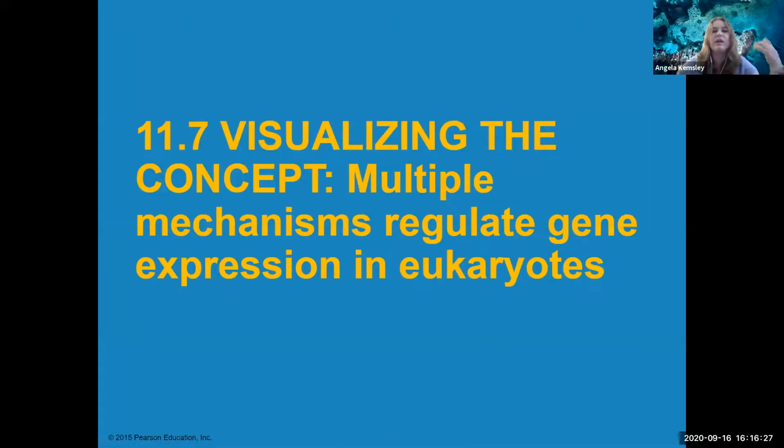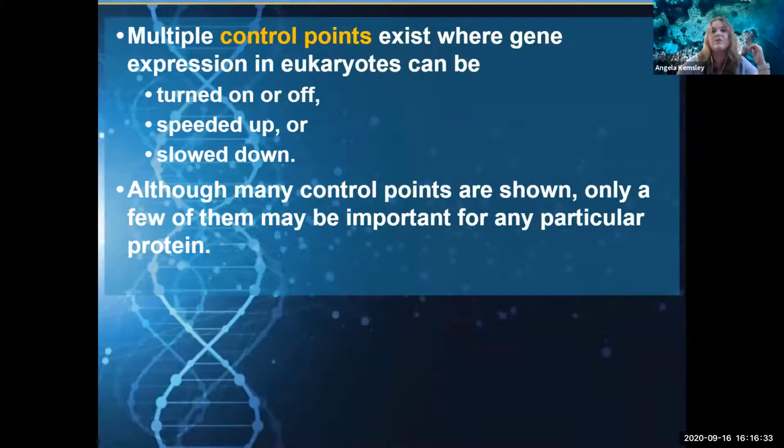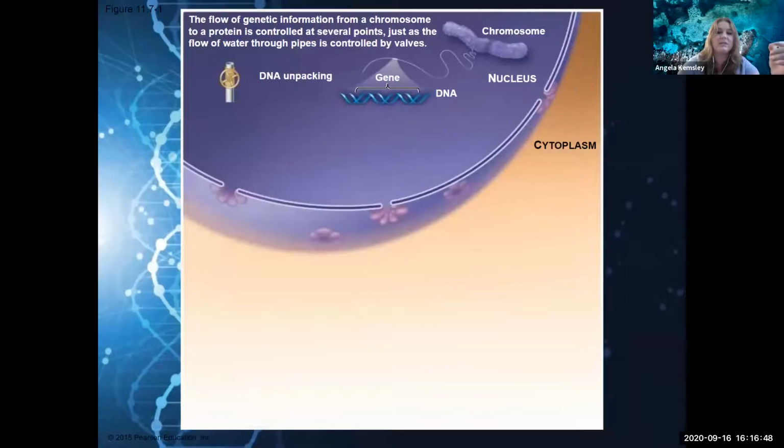All right, so let's visualize the concept here. Multiple mechanisms regulate gene expression in eukaryotes. There are actually multiple control points where gene expression in eukaryotes can be turned on or off. It can be sped up or slowed down. Although many control points are shown, only a few of them may be important for any particular protein. So I'm going to show you a whole sequence of where we can have control points. Not all of them are always used, but these are ones that exist.